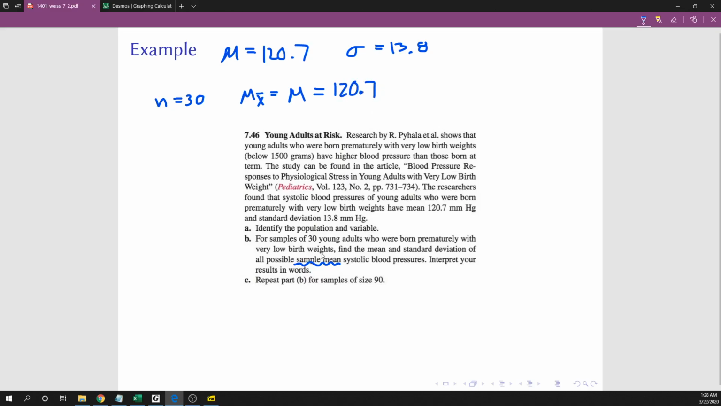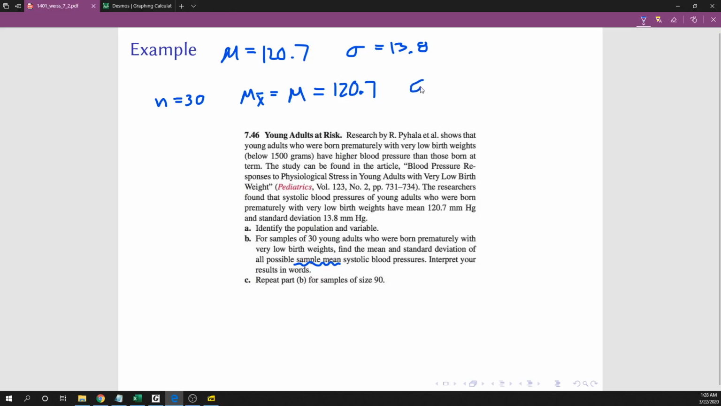In other words, if we took all possible samples of size 30, and took the sample means from every one of those possible samples and then took its mean, we would wind up with 120.7. Next up, they want the standard deviation of all possible sample means.